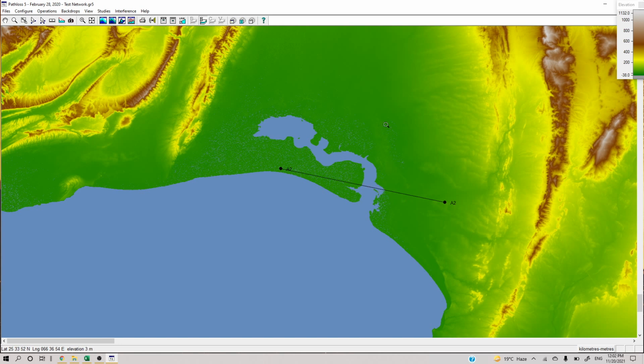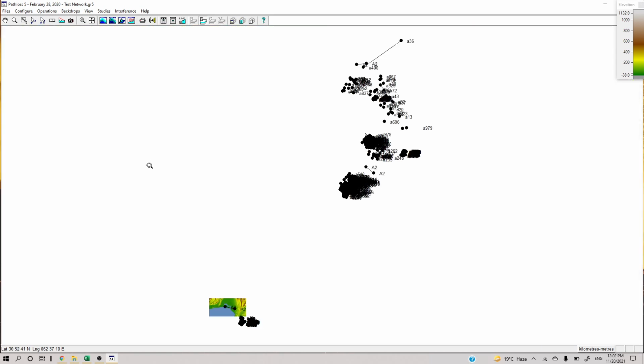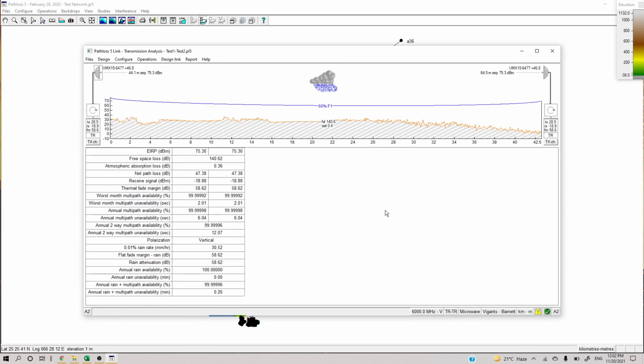I could make many more scenarios, but I have tried to keep the length the same and I have tried to keep the equipment also the same. So let's go and see these links one by one. First, you see this is a link of almost 42 kilometers. It's a 6 GHz link.